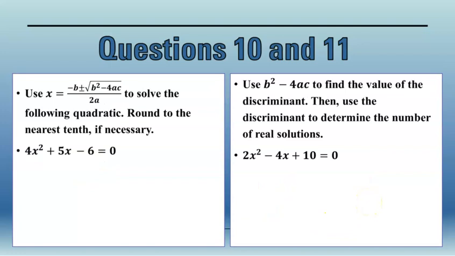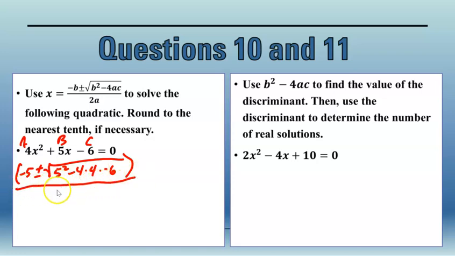And question 10. Use the quadratic formula to solve this one, and it says round to the nearest tenth. So on my calculator, I would do this. Negative b, so our a is here, our b is here, and our c is here. The opposite of b, which is negative 5, plus or minus the square root of 5 squared, so my b squared, minus 4 times a, which is 4, times c, which is negative 6, and parentheses on the outside, divided by parentheses 2 times my a, which is 4.